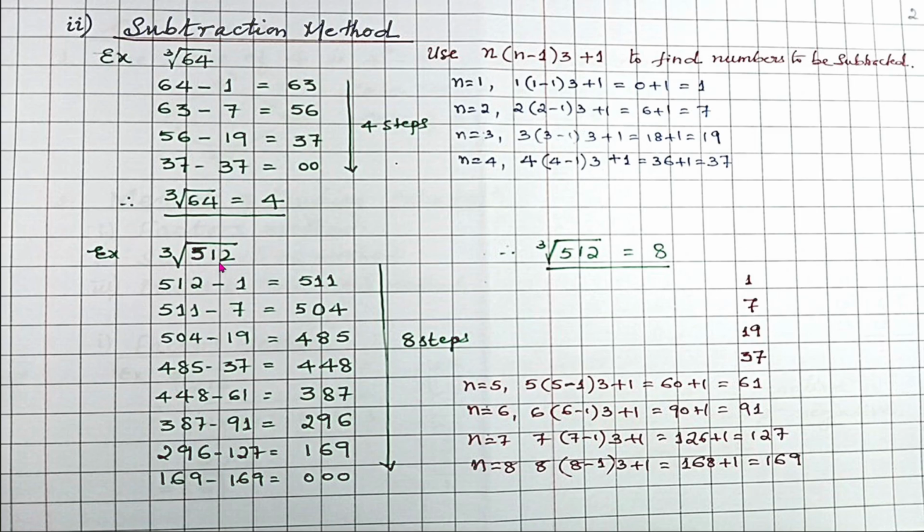Now the cube root of 512, let us again understand this. Find the numbers which have to be subtracted by using the relation, and we have the list of odd numbers here. Subtract 1 from 512, we get 511. 511 minus 7 becomes 504, and so on. If you subtract the odd numbers found by using the relation, we get the remainder as 0 at the end. We have gone 8 steps down to get 0, and therefore the cube root of 512 is 8. So the best method would be the factors method rather than the subtraction method.